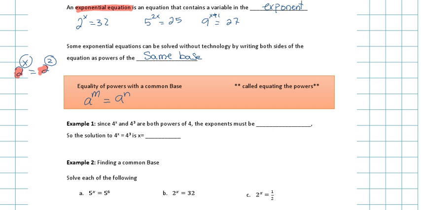Okay? So there is a rule for this. I'm just going to say then m equals n. If the bases are the same, then your exponents are equal. And the conditions would be a greater than 0 and a cannot equal 1. So these are the rules, because a cannot equal 1.